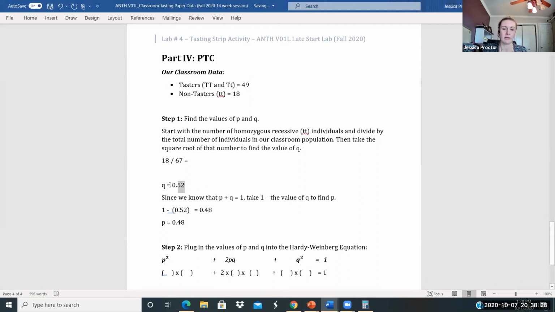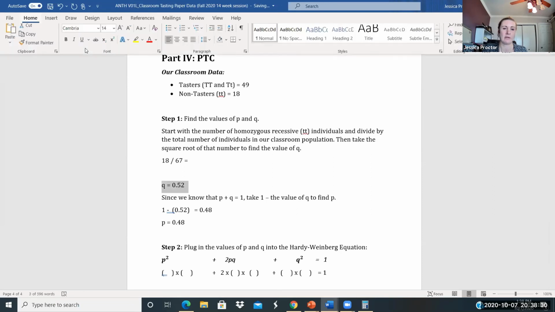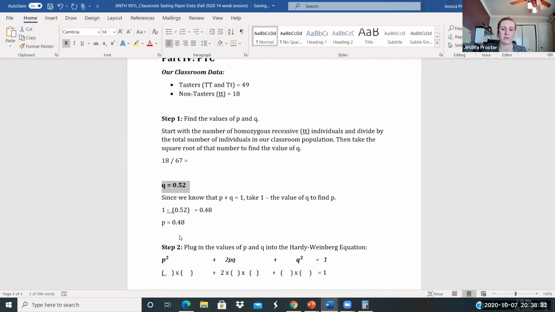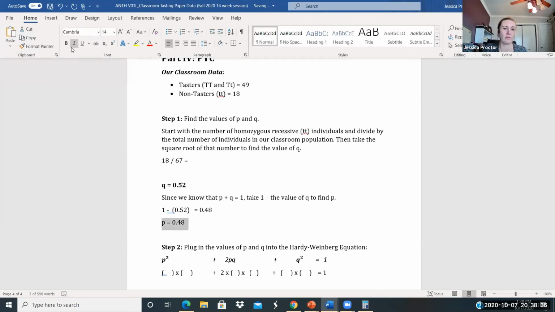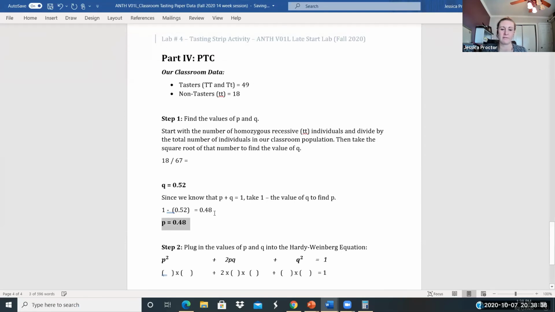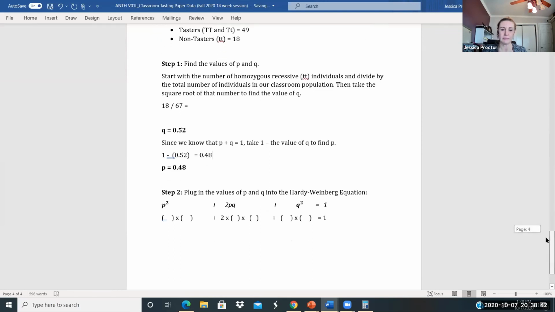And again, my advice: make it really obvious to yourself. If you're typing, bold the values of P and Q, or if you're writing, make a box around them, circle them, or star them. Make it really obvious which are the values of P and Q. Make sure you don't flip-flop them.